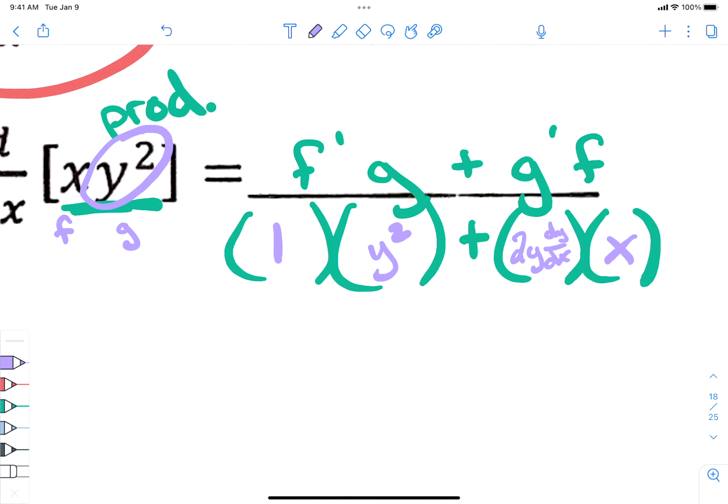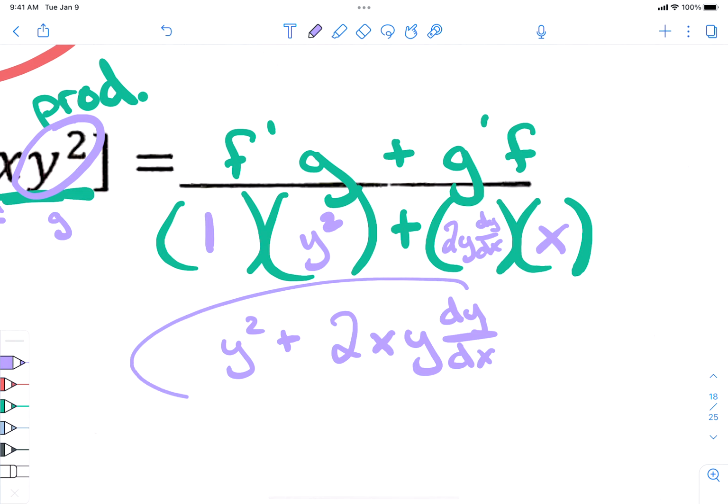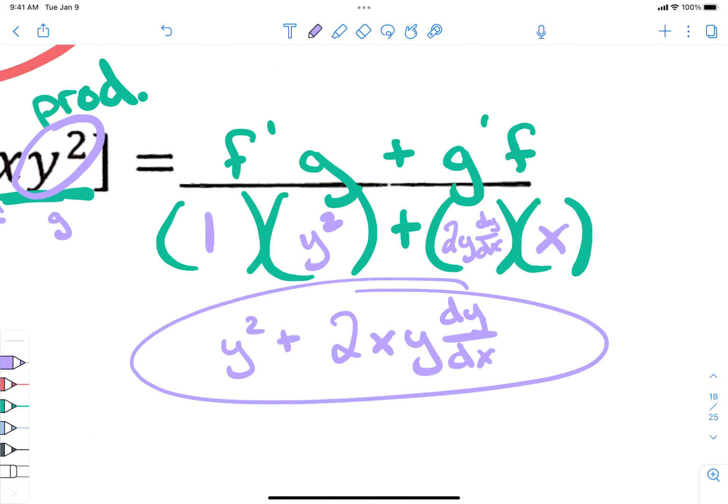Okay, then we simplify. 1 times y squared is just y squared plus, and I'm going to put all that stuff together. Ready? This is how I'm going to do it. 2xy dy dx. I'm going to put the x before the y, right? I'm just combining all that stuff together. I usually have dy dx as my last little piece, and that's all we're going to do. Can you add the y squared to the others? No. So we just have those two pieces. That's it. Okay? Good? All right.